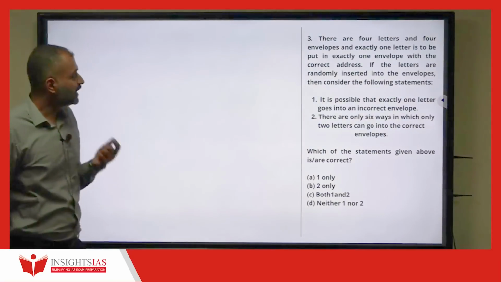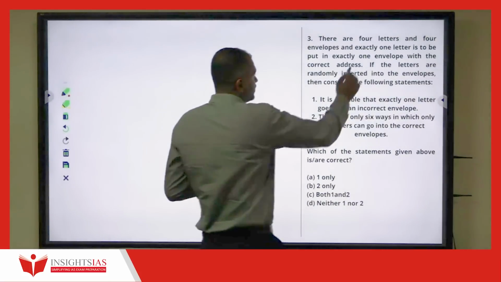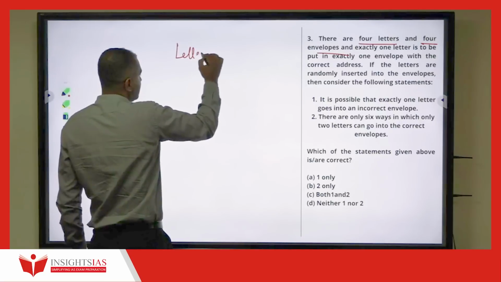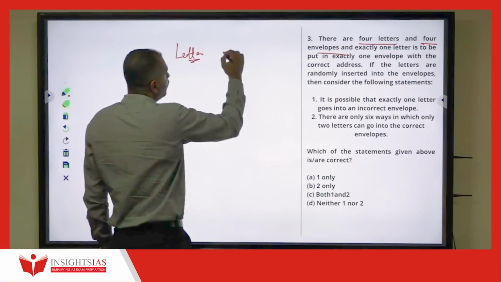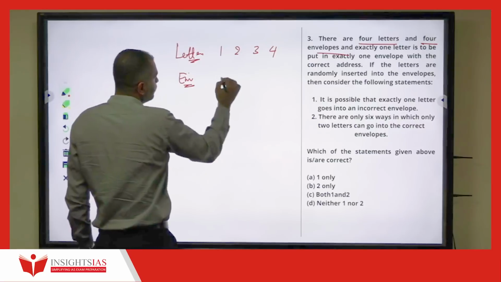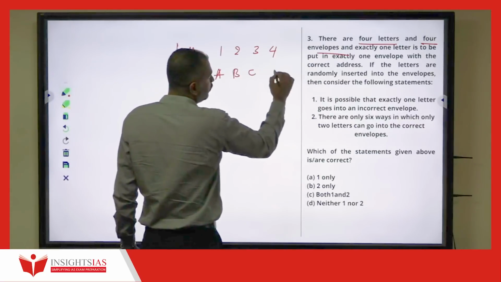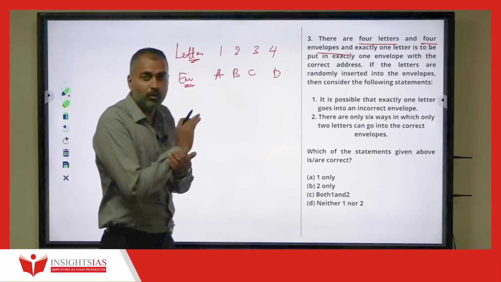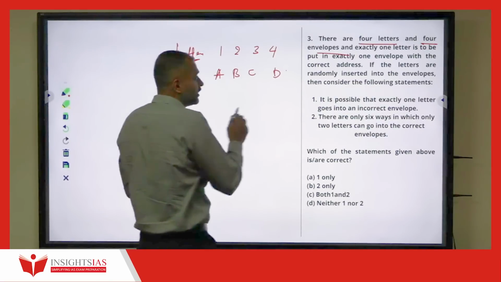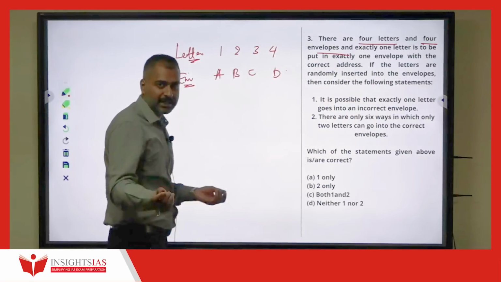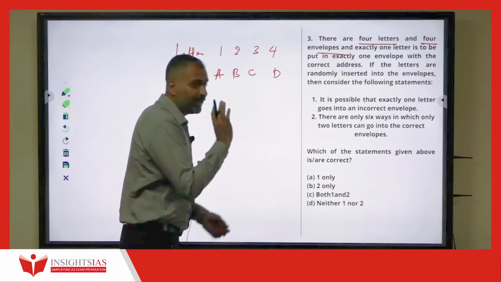Okay, next question. There are 4 letters and 4 envelopes. Look here, 4 letters, 4 envelopes. See, let's say letters 1, 2, 3, 4 and envelopes A, B, C, D. Okay, 4 letters, 4 envelopes. They have to be put into exactly the same, the letter has to go to the same envelope which has this correct address. If the letters are randomly inserted, okay, I am randomly inserting, taking the letter and posting it in the envelopes here.